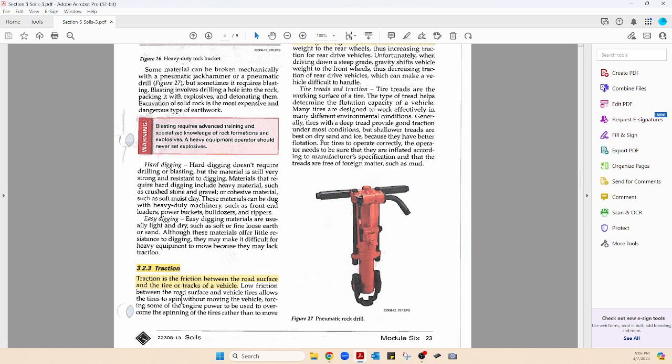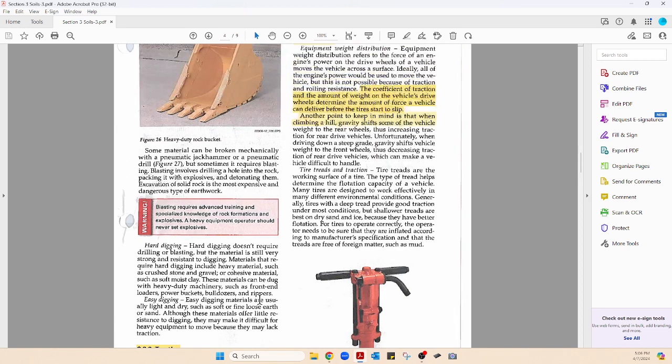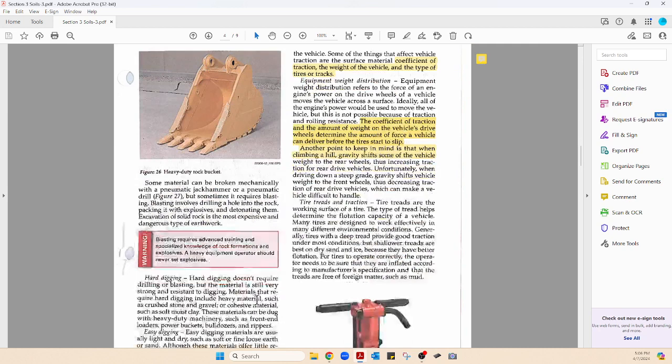So low friction between the road surface and the vehicle tires allows the tires to spin without moving the vehicle, forcing some of the engine power to be used to overcome the spinning of the tire rather than to move the vehicle. Some of the things that affect vehicle traction are the surface material.